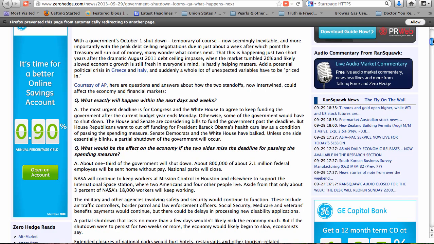A partial shutdown that lasts no more than a few days wouldn't likely nick the economy much. But if the shutdown were to persist for 2 weeks or more, the economy would likely begin to slow, economists say. Q. What if Congress can't agree to raise the cap in time? A. It could be disastrous. No longer authorized to borrow, the government would have to pay its bills only out of the revenue it gets from taxes and fees. This would force the government to immediately slash spending by 32%, the Bipartisan Policy Center estimates.